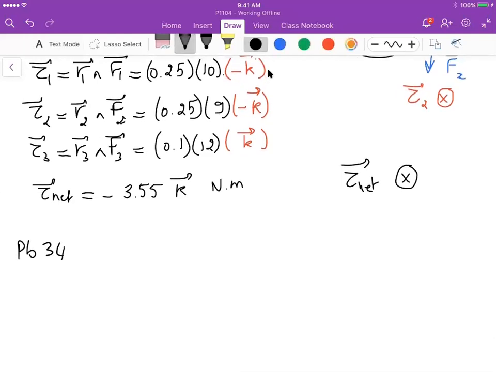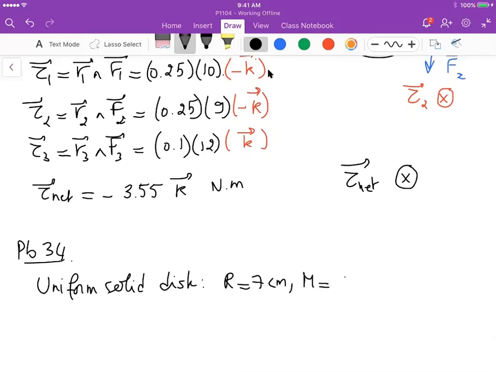So for problem 34 we have a grinding wheel, the wheel that was used in the old days for grinding. So it's modelized as a uniform solid disc. So let's write down. It's a uniform solid disc and it has the following properties. The radius is given by 7 centimeter and its mass is given by 2 kilograms. This is it. It starts from rest and accelerates uniformly under the action of a constant torque of 0.6 newtons times meter.